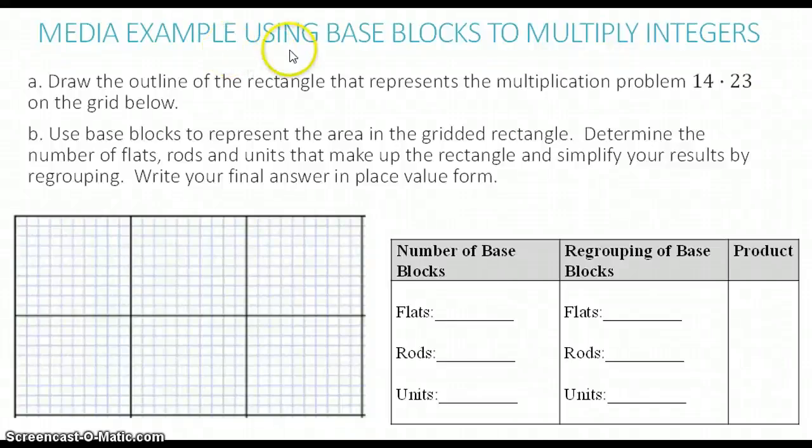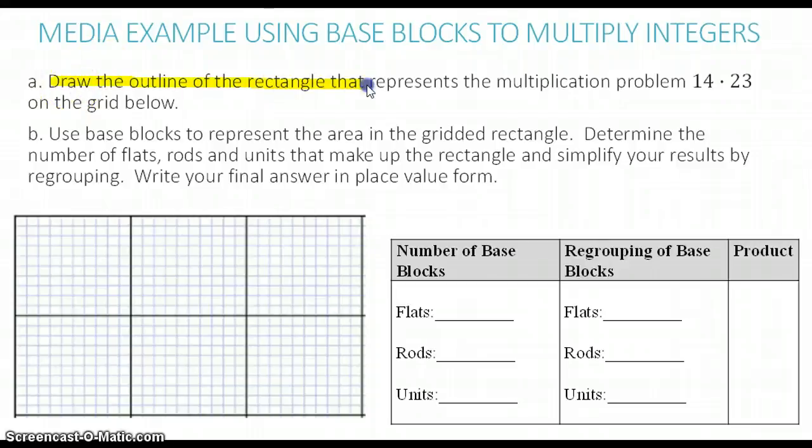In this example, we're going to use base blocks to multiply integers. In a previous example, we had shown that multiplying integers is equivalent to finding the area of a rectangle where the first number is the width and the second number is the length of the rectangle, or vice versa. So we're going to use this idea to begin to visualize multiplying integers where we have more than a single digit integer.